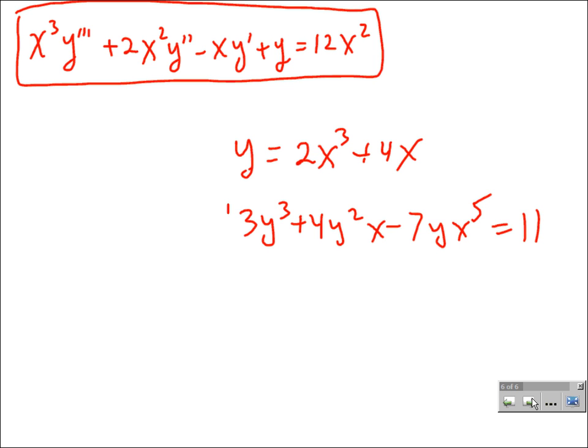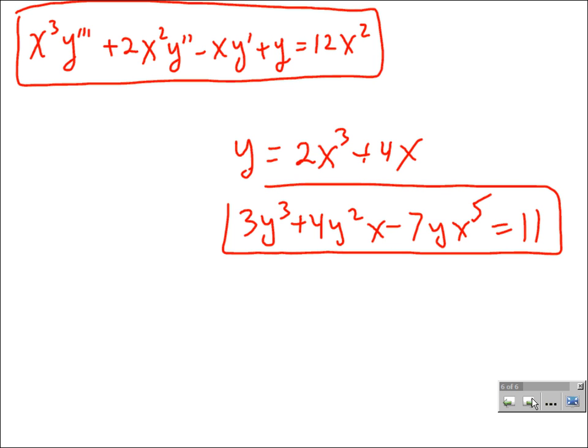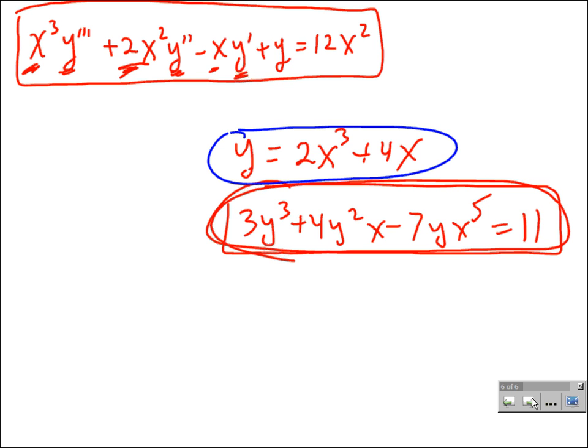Now, what would it mean for this to be the answer? It means if I took the derivative, if I solve for y prime and y double prime and y triple prime, and I multiply y triple prime by x cubed and y double prime by 2x squared, etc., I would get 12x squared. Notice these answers, possible answers, they don't have derivatives.